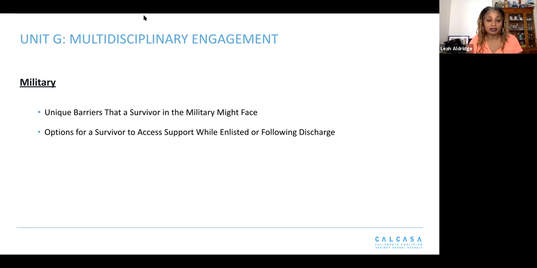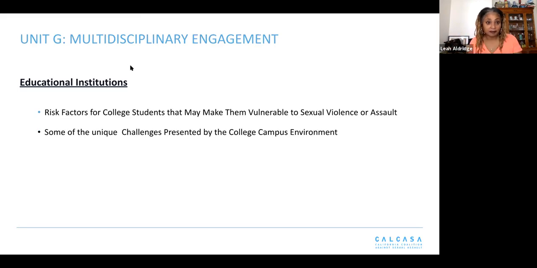Similarly, if we can go to the next slide, when we think about educational institutions, that is also considered to a large degree a closed system. They have their own internal process. When a claim is filed within an academic institution, it is not considered a criminal offense, but it is typically considered an offense against student conduct, right?